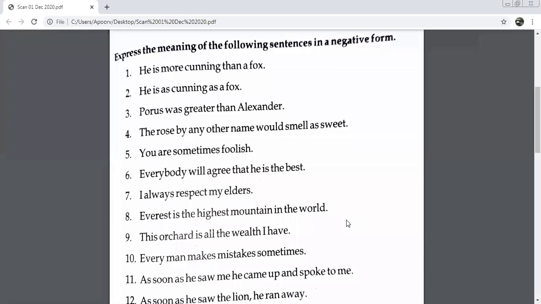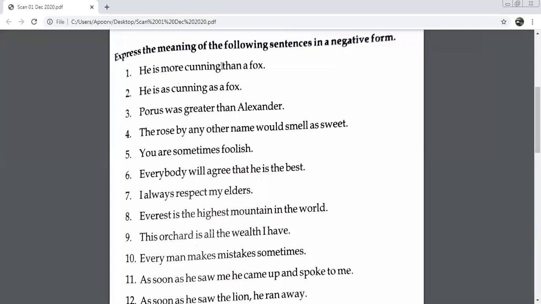He is the best. Beta, you have changed the meaning of the sentence, Devansh. The sentence is: everybody will agree. Okay, ma'am. So we translate into Hindi and understand. Everybody will agree means everyone accepts. So here, what should it be? Somebody else also give the answer. Repeat it. Everybody will not agree that he is the best. Everybody will not agree. Okay. Next. I always respect my elders.